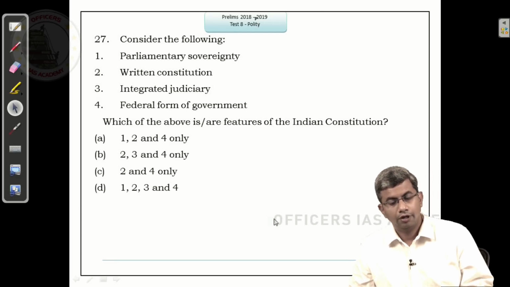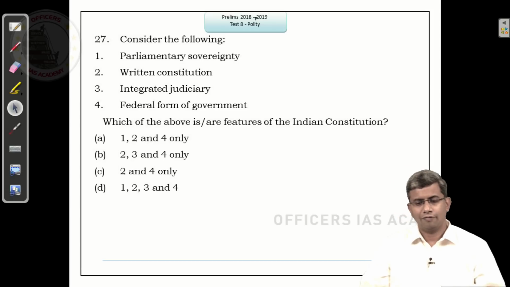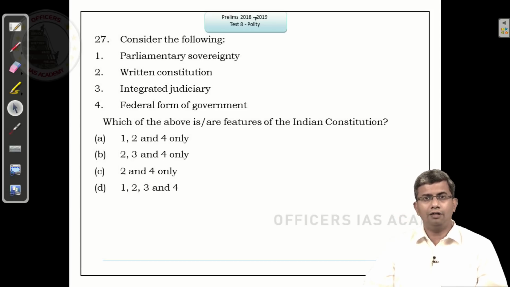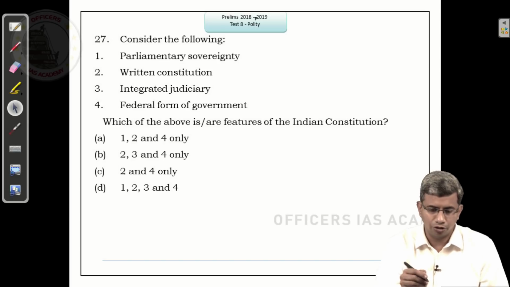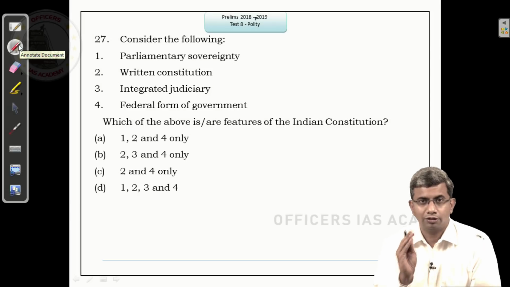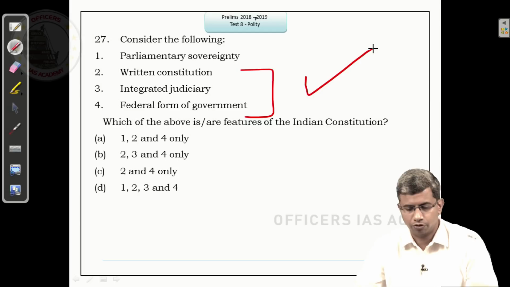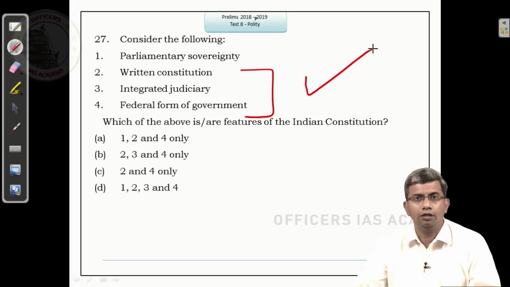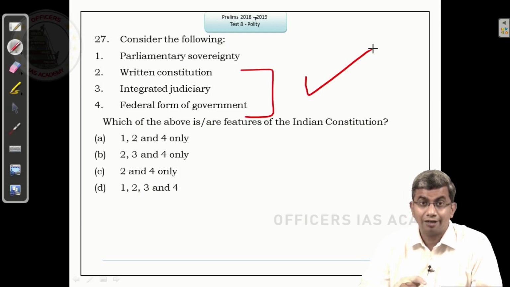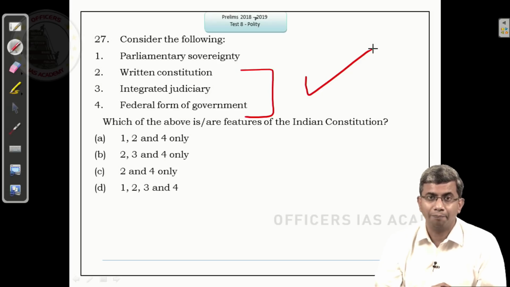Now consider the following: parliamentary sovereignty, written constitution, integrated judiciary, federal form of government. Which of the above are features of the Indian constitution? Anybody who has sincerely studied the Indian constitution will have no doubt all these are part of the features of the Indian constitution. But now here, choose the most appropriate answer.